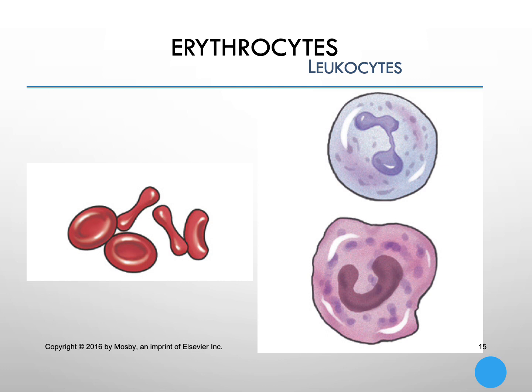Now here's a few pictures of some erythrocytes and some leukocytes. Remember, erythrocytes are red cells and leukocytes are white cells. So the erythrocytes are on the left and some leukocytes are on the right.